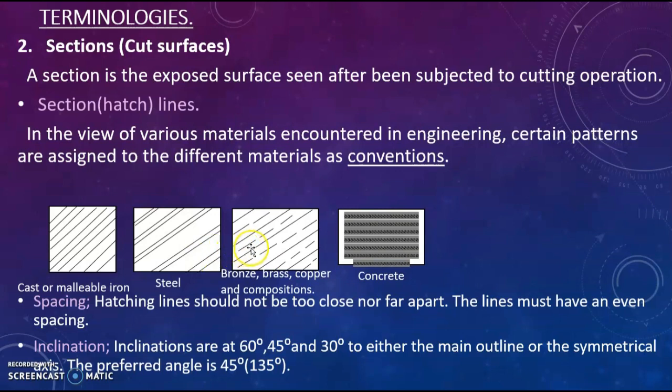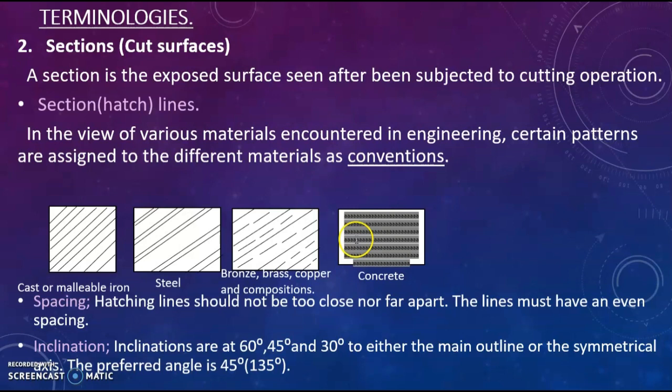But when you get a thin line and short dashes, this convention is telling us that the material is bronze, brass, copper, or its compositions. When you see such conventions, that's what it means. But when you get a stack of points, like dots inside a figure, or a hatching line representing a bulk of dots, then that material is concrete.